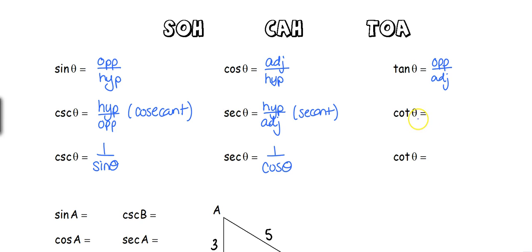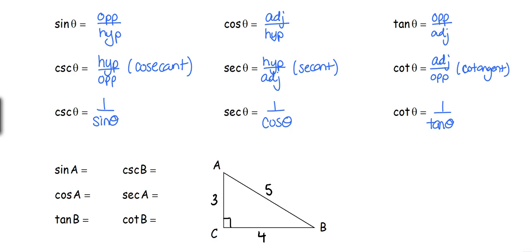And then last is your cotangent, reciprocal of tangent. So that's going to be adjacent over opposite, your cotangent, or 1 over tangent of theta. So let's go ahead and apply this.